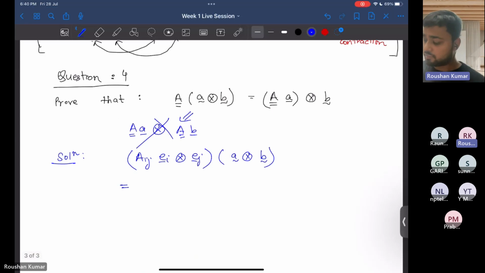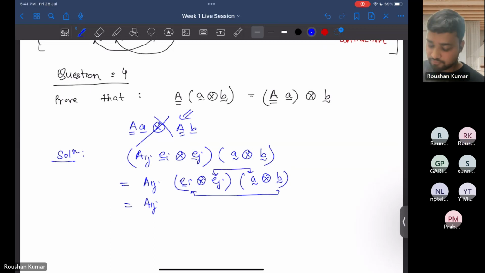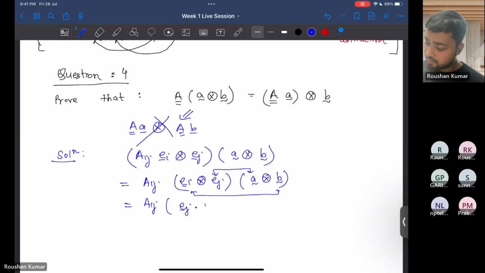So here also we have vectors and tensors multiplied with each other, that is Ei tensor product Ej times a tensor product b. Aij is only the component, and here is the complete tensor, Ei tensor product Ej times a tensor product b. Using the above formula, the inner ones are dotted, that is Ej dot a. So we get Aij, Ej dot a, times Ei tensor product b. We write the above one in this way.